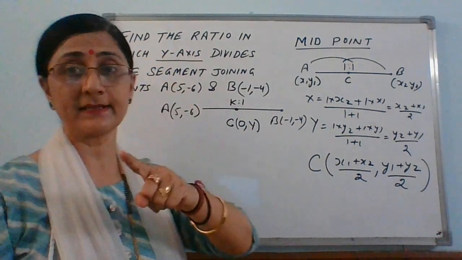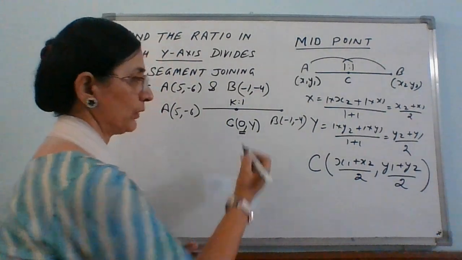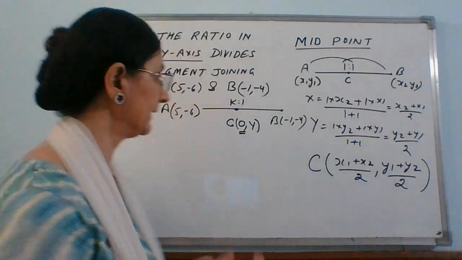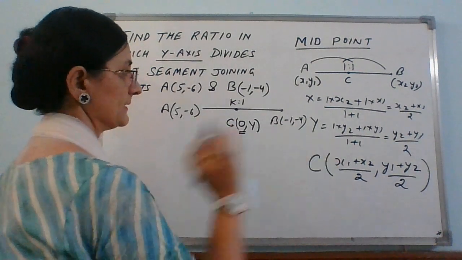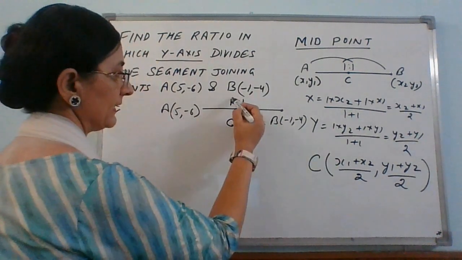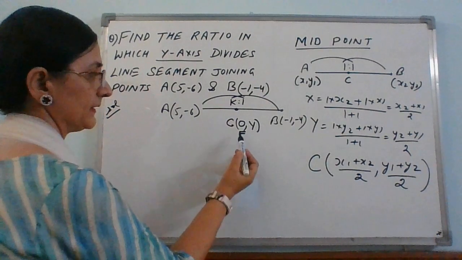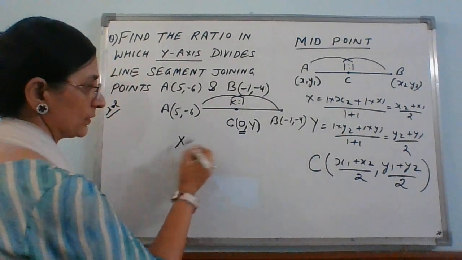अब they are saying y axis पे x every point पे 0 होता है. So here I've got one hint that x coordinate is 0. So what we will do, we will find the x coordinate from here and equate to 0. So हम इसका x coordinate निकालते हैं.